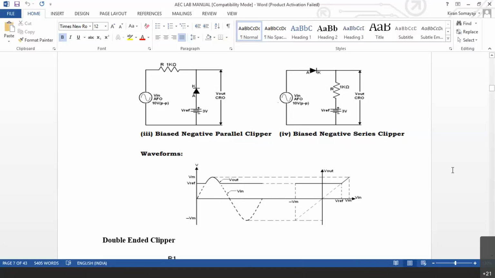So for the last time, I will tell once again, in case of a series clipper, when the diode is conducting, output will be present, otherwise it will not be present. In the case of a shunt clipper or a parallel clipper, output will be present only when the diode is not conducting.